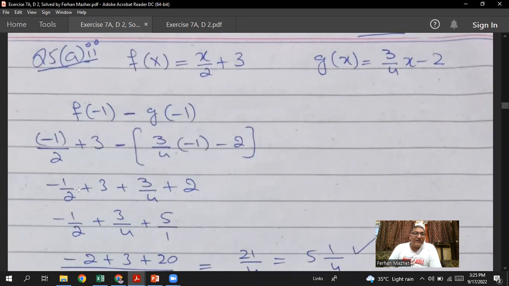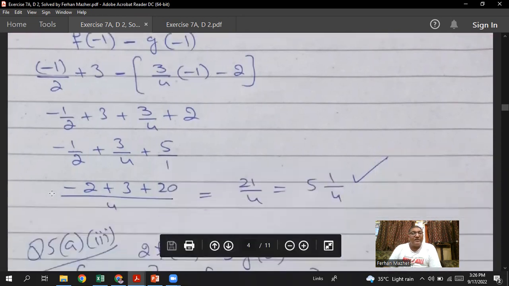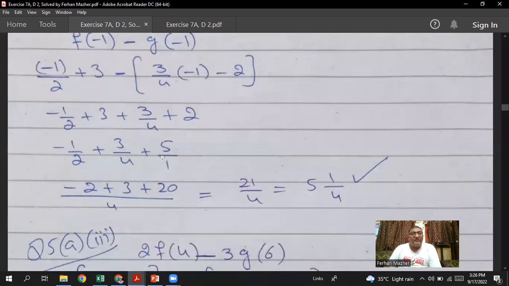So you will have minus 1 by 2 plus 3, and this will become minus 3 by 4, and that minus and this minus will become plus. This minus and this minus will become plus, and you have plus 2 here. So you will have minus 1 by 2 and plus 3 by 4 plus 5. 3 plus 2 is 5. So I will take the LCM. The LCM will be 4. Here you will have minus 2 plus 3 and plus 20.